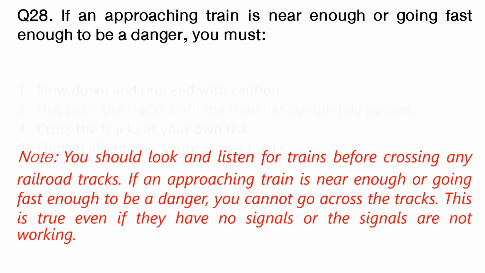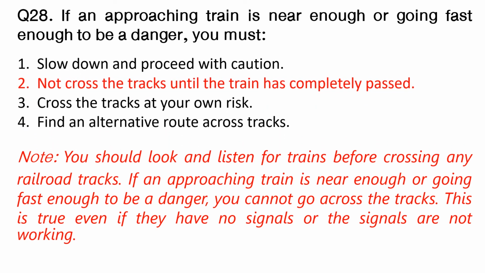The answer is option number 2. Not cross the tracks until the train has completely passed. Note: you should look and listen for trains before crossing any railroad tracks. If an approaching train is near enough or going fast enough to be a danger, you cannot go across the tracks. This is true even if they have no signals or the signals are not working.